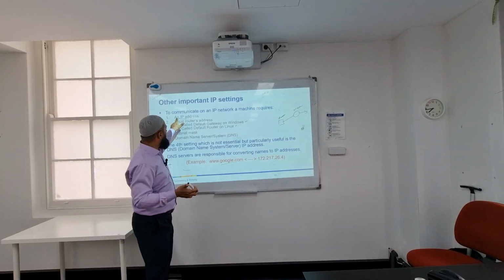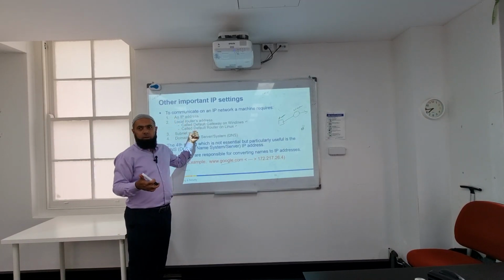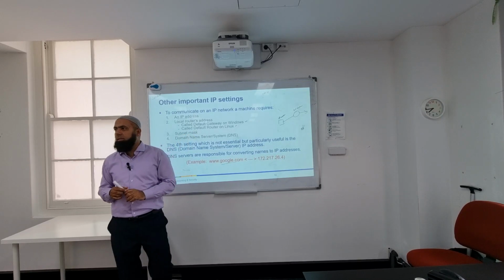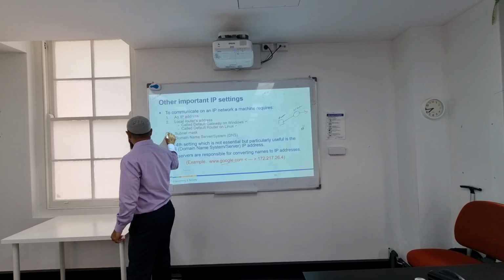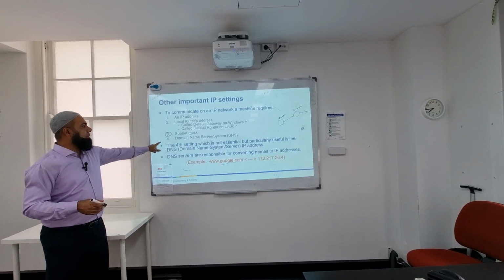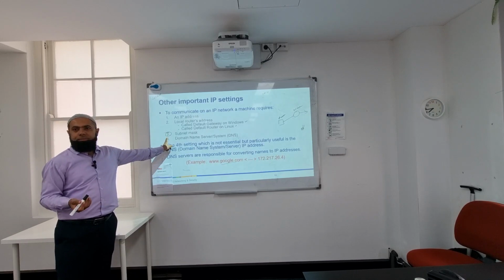So what things do we need? IP address, router's address, and subnet mask, which is the third thing; we will see what that is about later on. And the domain name system, or server.